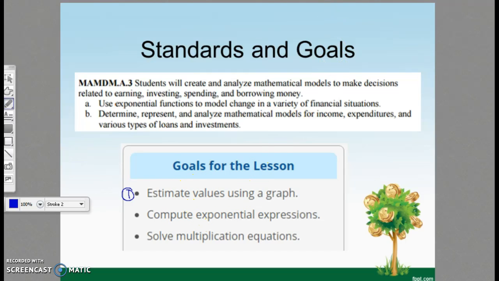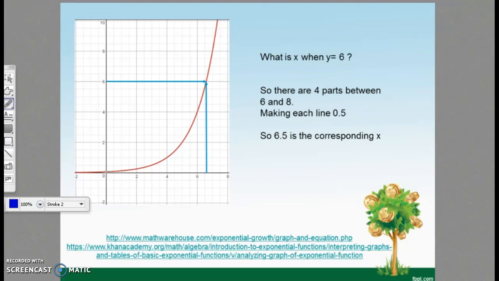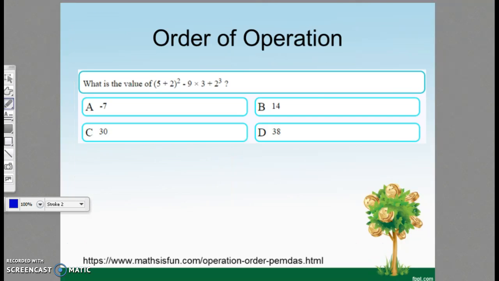All right, so now let's take a look at some exponential expressions. And remember, the difference between an expression and an equation is an equation has an equal sign and an expression does not.